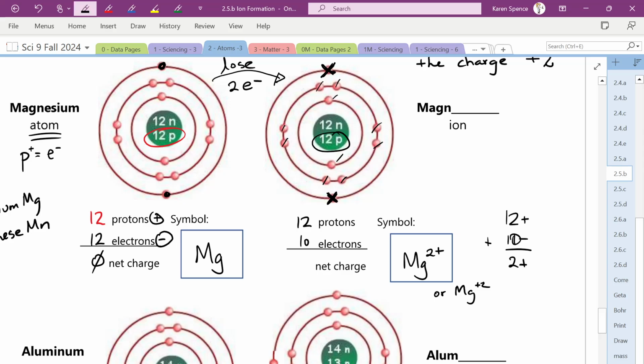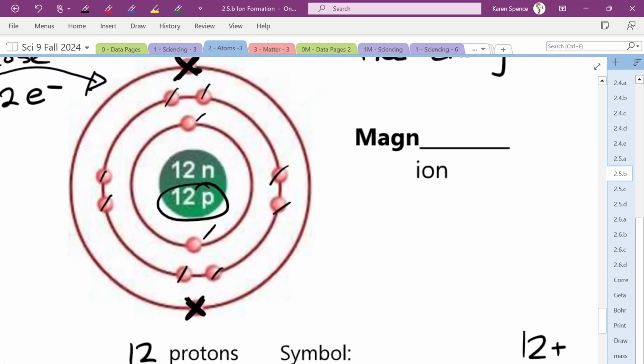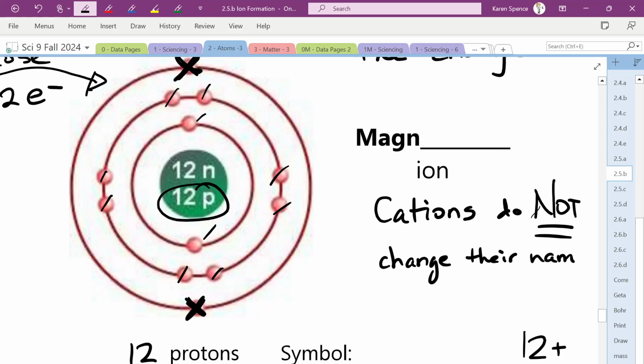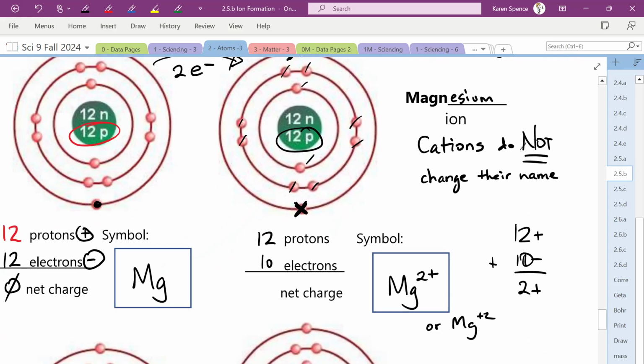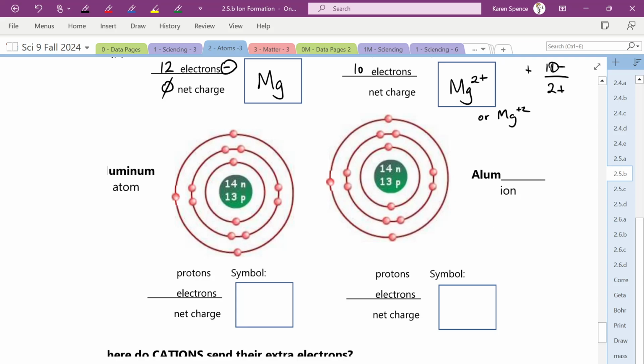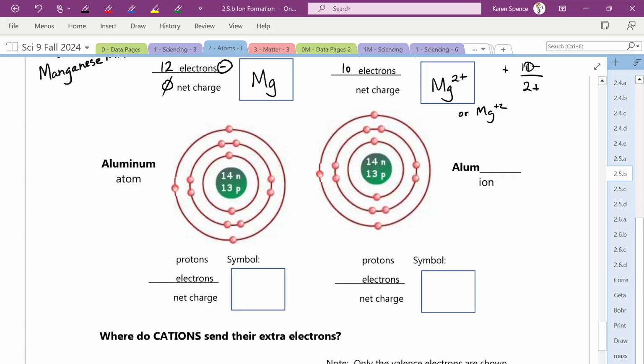Okay. So cations do not change their name. So how do we name it? It was magnesium and it is still magnesium. Do you guys want to try aluminum on your own? Nobody answered me, so you're going to try aluminum on your own.